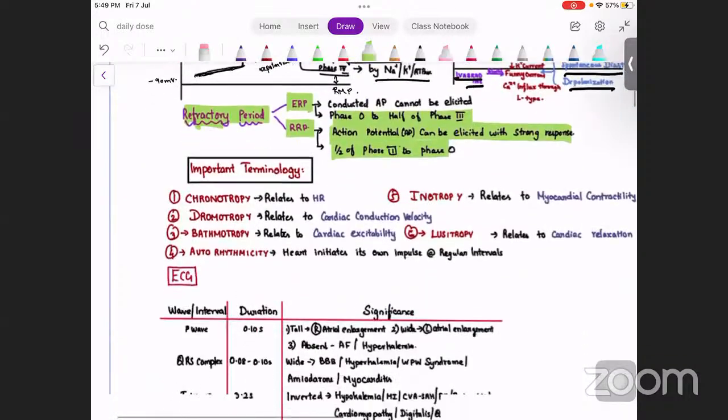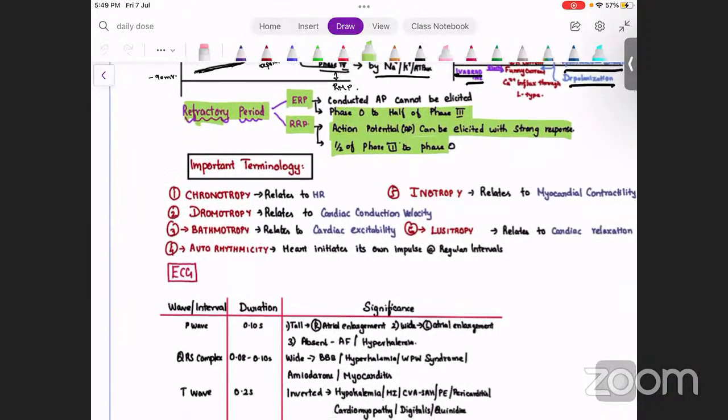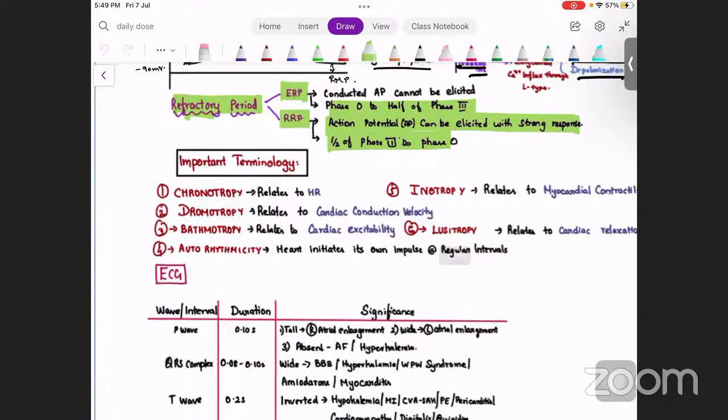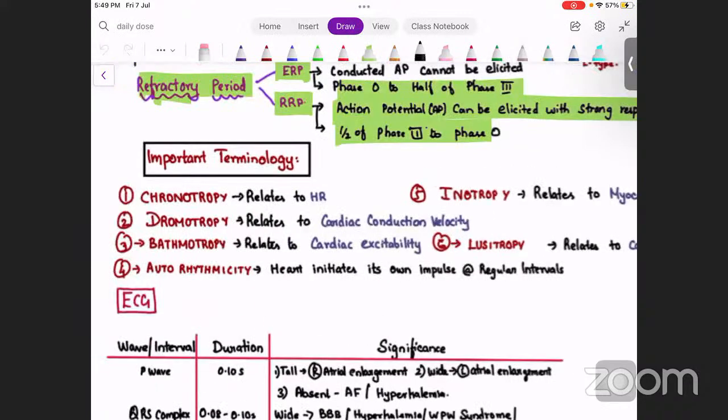Okay, next important thing is there are certain important terminologies you have to know. Chronotropy, dromotropy, bathmotropy, inotropy and lusitropy are the 5 important ones. Chronotropy relates to heart rate, while dromotropy means cardiac conduction velocity. An increase in heart rate is a positive chronotropic effect. A decrease in heart rate is a negative chronotropic effect.